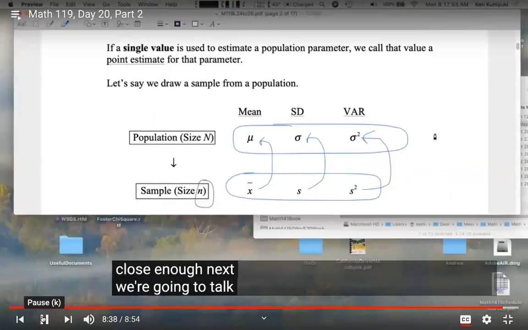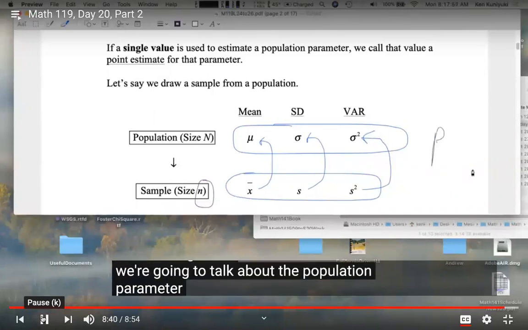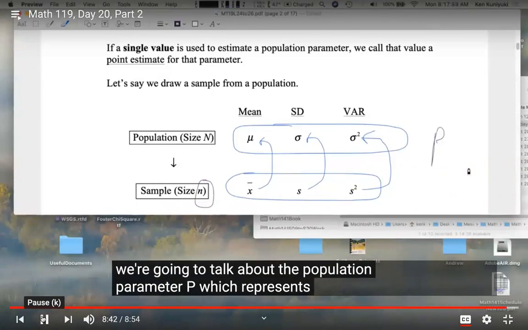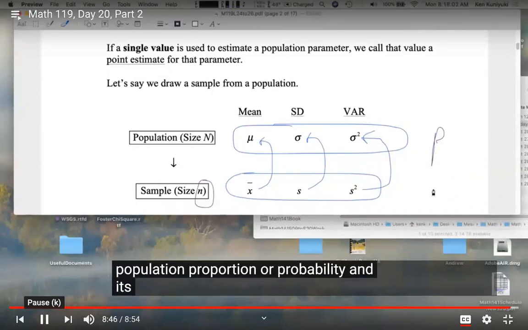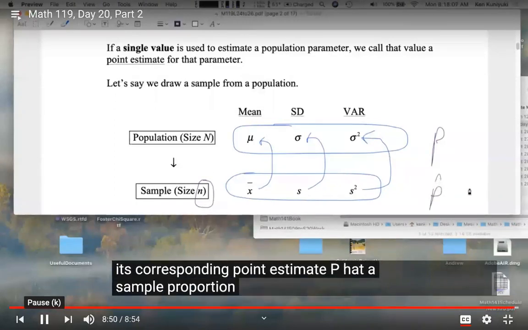Next, we're going to talk about the population parameter P, which represents a population proportion or probability, and its corresponding point estimate, P hat, a sample proportion. That's for next time. All right, any questions so far? Because we're going to look at another parameter in the next video. Any questions? All right, we're doing point estimates right now.